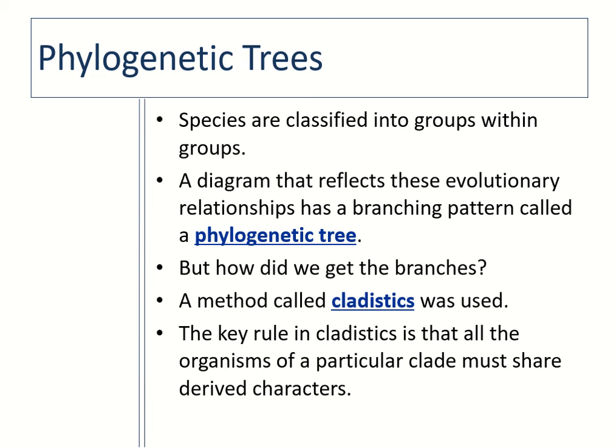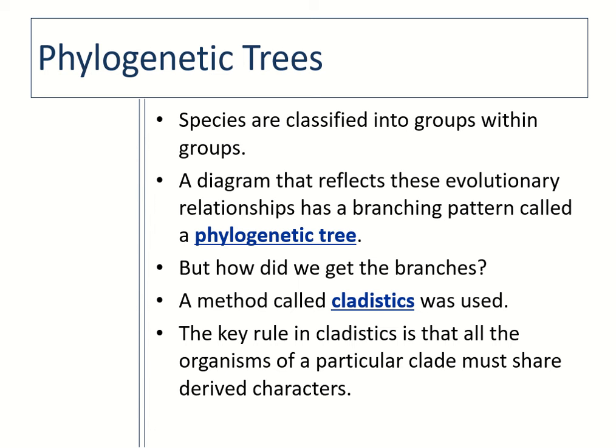Okay, we need to talk about phylogenetic trees. Species are classified into groups. A diagram that reflects these evolutionary relationships, with a branching pattern like a tree, is called a phylogenetic tree. But how did it get the branches? A method called cladistics was used. The key rule in cladistics is that all organisms in a particular clade must share derived characteristics.